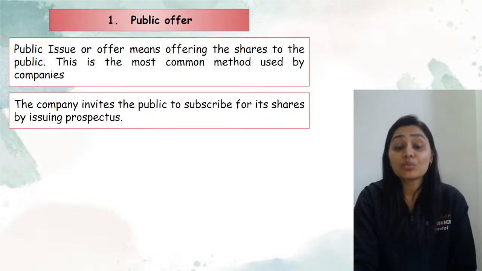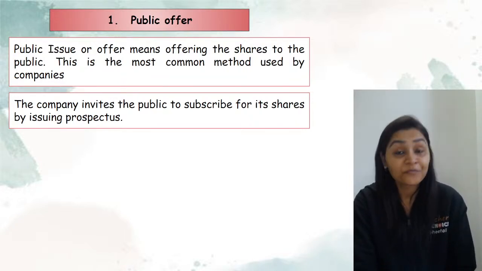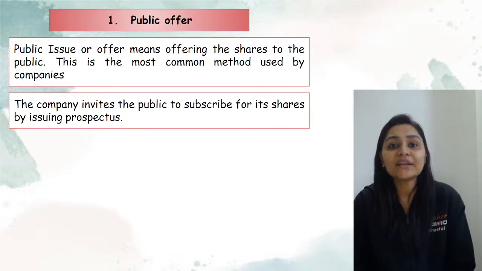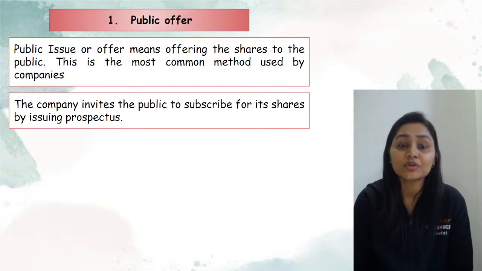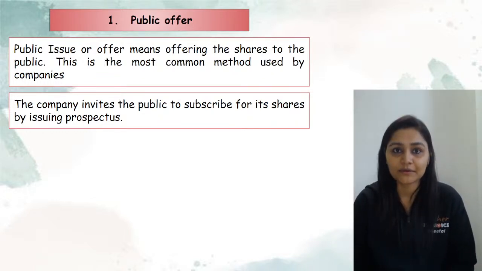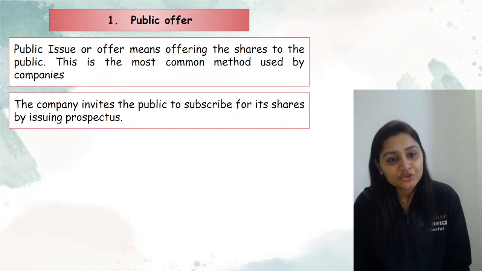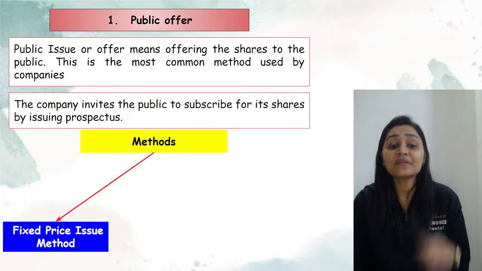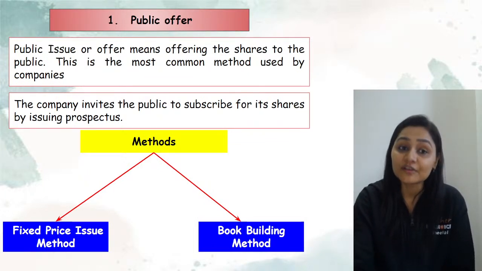The company invites the public to subscribe for its shares by issuing of the prospectus. Formation of a company, we've already understood that each company who wants to have equity shares being subscribed, they need to maintain a document which is called as prospectus, which has the complete information about the company, about the shares, about the past, about the future, everything, and the management, of course. So the companies would invite for the subscription by issuing the prospectus to the public, and post this it might have fixed price issue method used or book building method used for having the subscription.